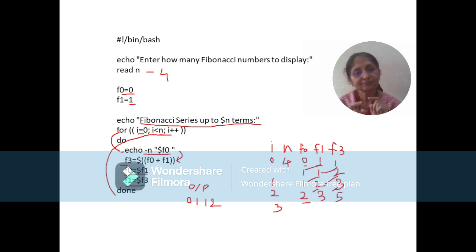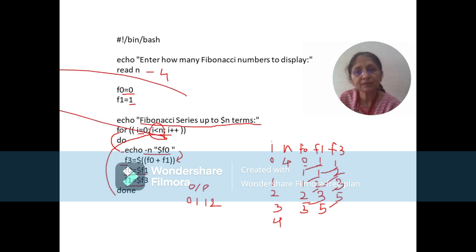Again we are replacing the numbers. Now F naught becomes F1. So now F naught becomes 3 and F1 becomes 5. Right? Again after this the control goes back. I plus plus. I becomes 4. Is 4 less than 4? No. The loop stops, the program execution stops.